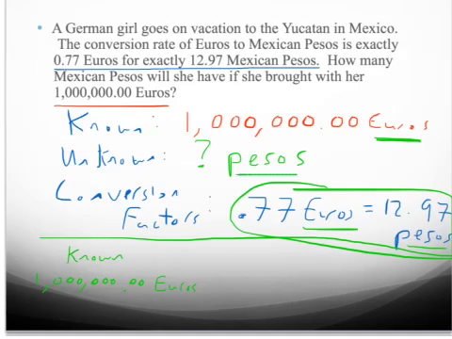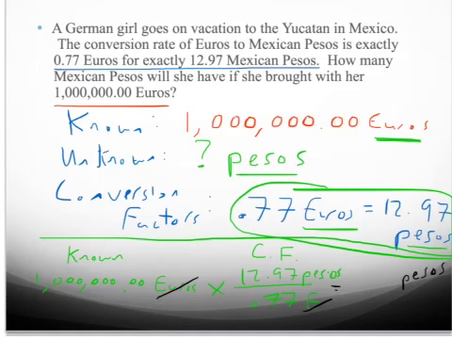So now we're going to write our conversion factor next. We're going to multiply our known, the number of euros, by our conversion factor. And on the bottom of this conversion factor, you're going to write 0.77 euros, and on top, the 12.97 pesos. The last step is to cancel units. So we're going to cancel the euros. We're left with the unit pesos.